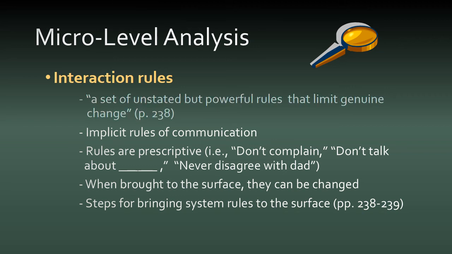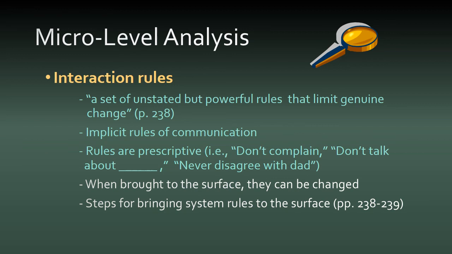These are a set of unstated but powerful rules that limit genuine change. Another important aspect of interaction rules is they are implicit rules of communication. In other words, these rules are unspoken, but they have developed to keep the system intact. And those rules are prescriptive.